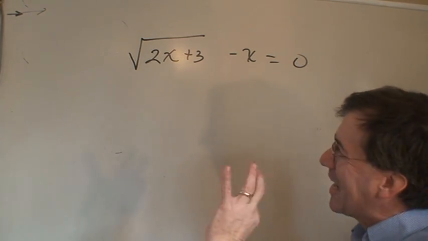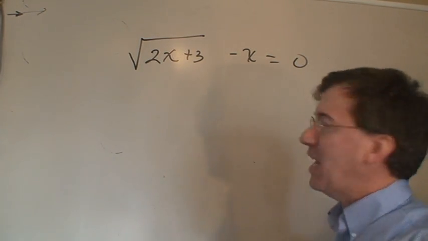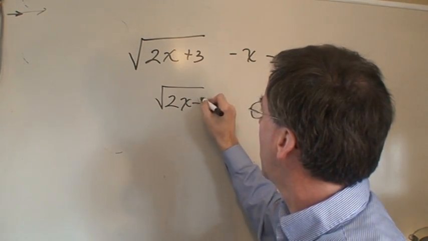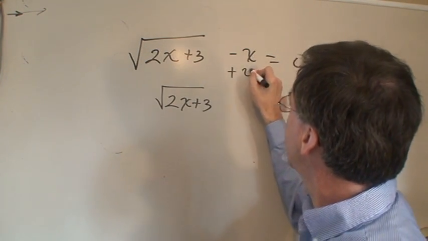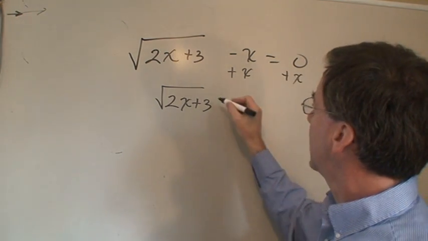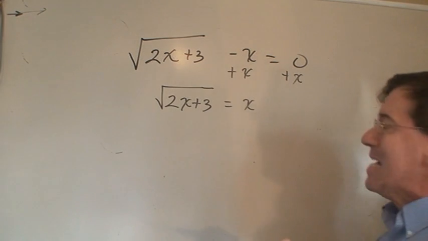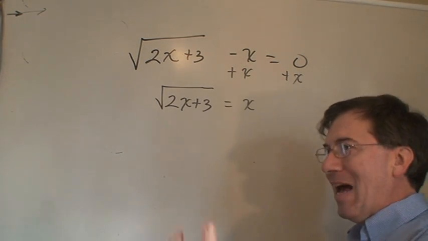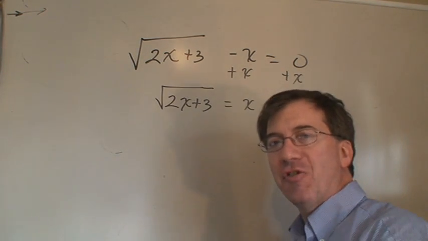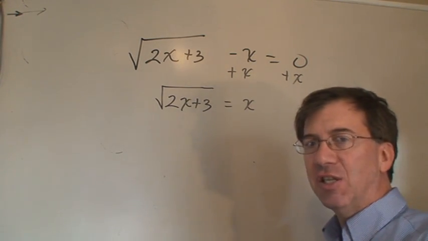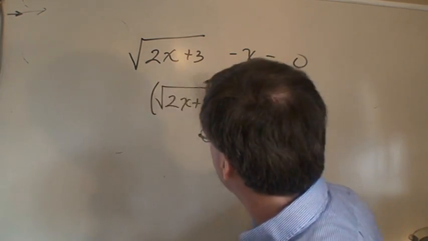What I want to do, again, is isolate that radical sign first. Let's isolate it. In other words, get it by itself. If I add x to both sides, I'll get the square root of 2x plus 3 equals x. Okay? Now, remember, when I had a cube root, I raised each side to the third power. When I have a square root, I'm going to raise each side to the second power, or square each side. So let's square it.